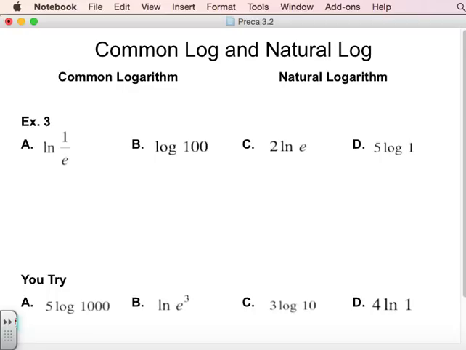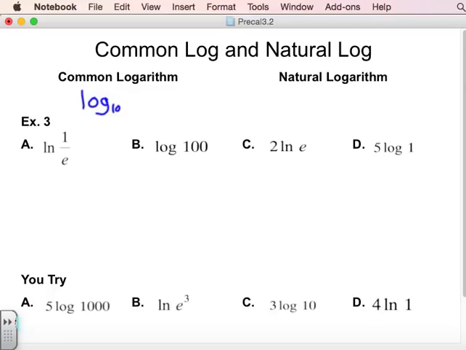Now let's talk about two special kinds of logarithms. Your bases can be anything. You can do a log base 5, a log base 12, a log base 30. Those can be anything. But there are two special kinds that happen a lot in the natural world and in real life. One is called the common logarithm. The common logarithm is a log base 10.